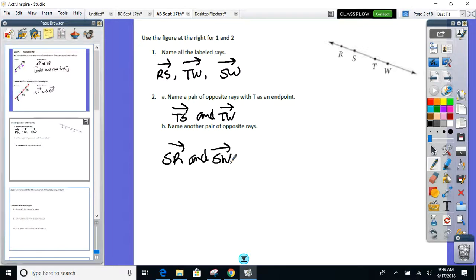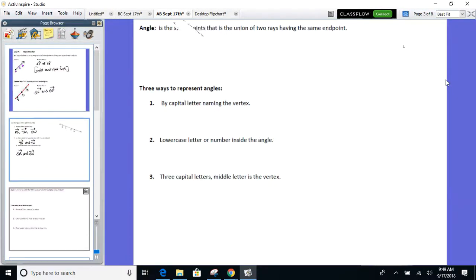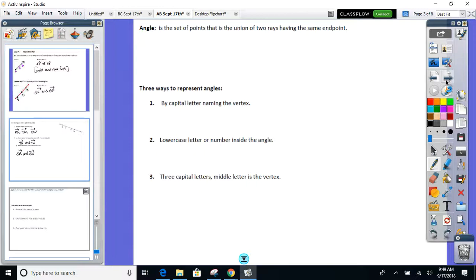Why are we talking about rays when the topic today is angles? Because when you put two rays together, it ends up forming what we call an angle.